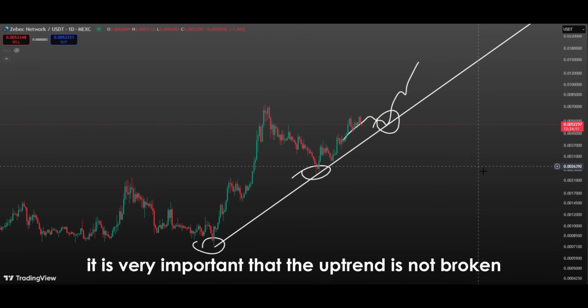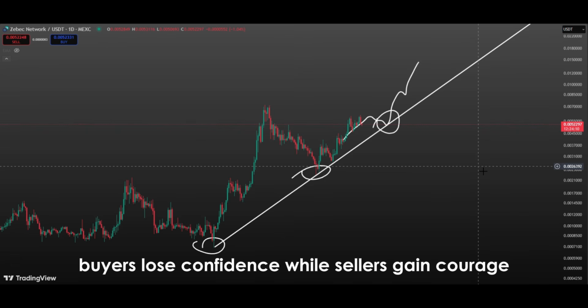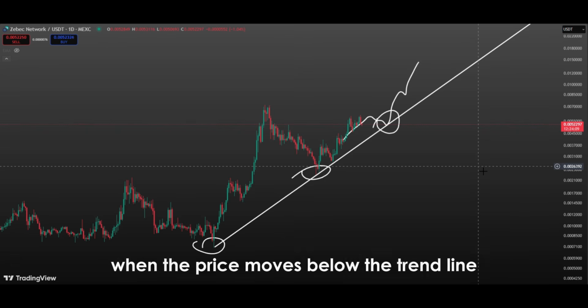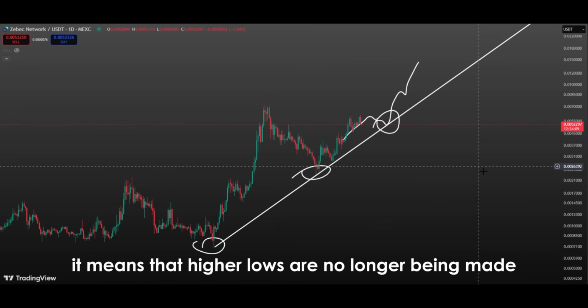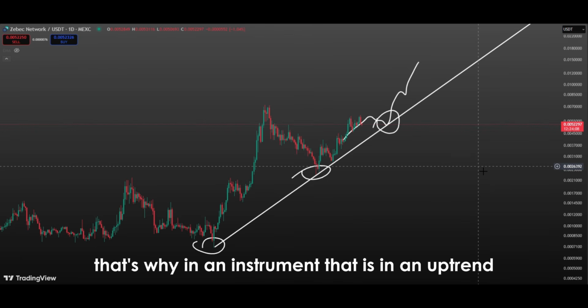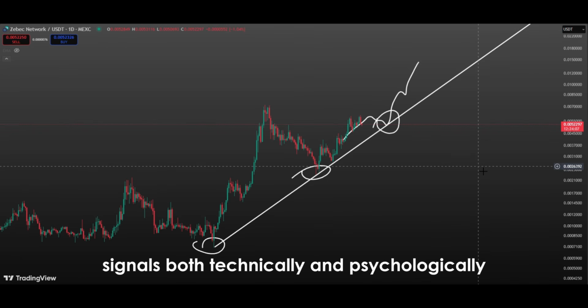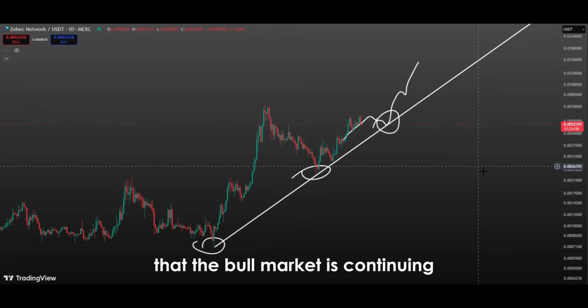It is very important that the uptrend is not broken, because when this line is broken, a psychological shift occurs in the market. Buyers lose confidence while sellers gain courage. When the price moves below the trend line, it means that higher lows are no longer being made, and this signals that the uptrend has ended. That's why in an instrument that is in an uptrend, the price holding the trend line and turning upward from it signals both technically and psychologically that the bull market is continuing.